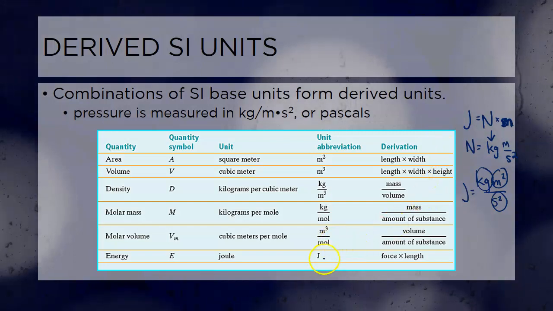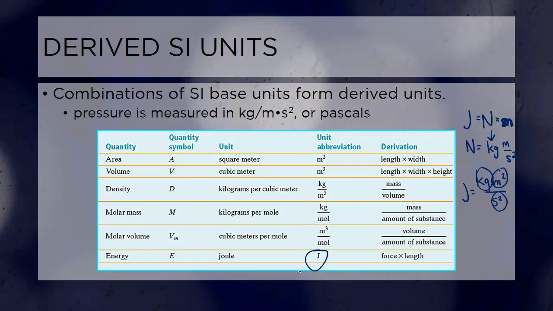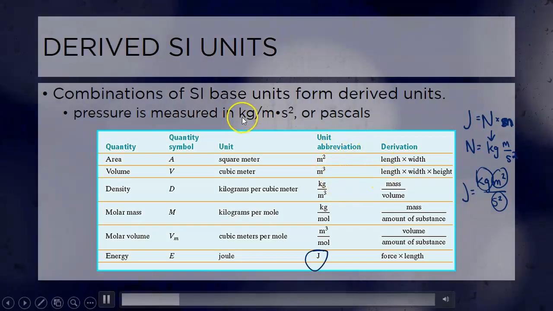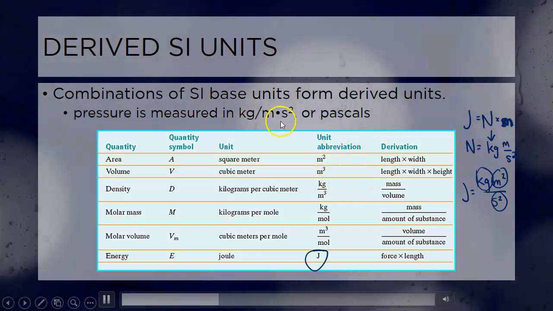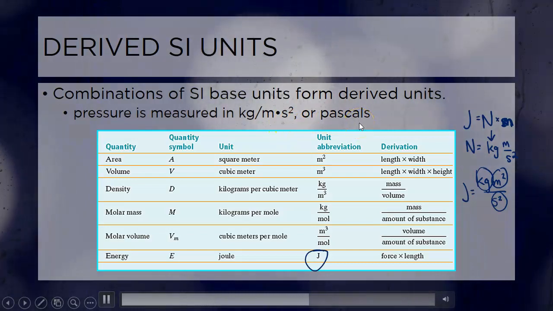All you need to know for our purposes is that a joule represents energy. But I just wanted to show you where it comes from. Pressure is another example. Notice pressure is kilograms per meter second squared. We call that pascals.